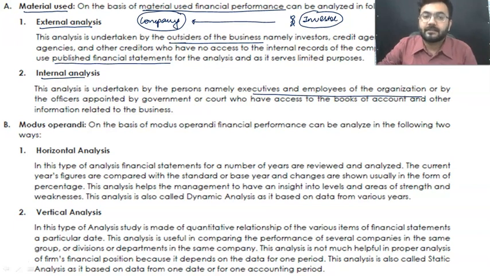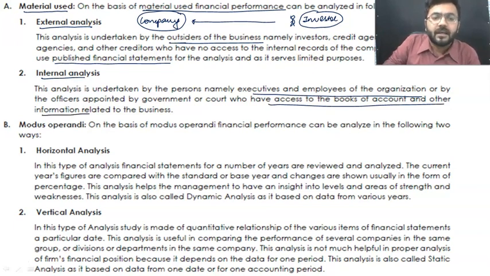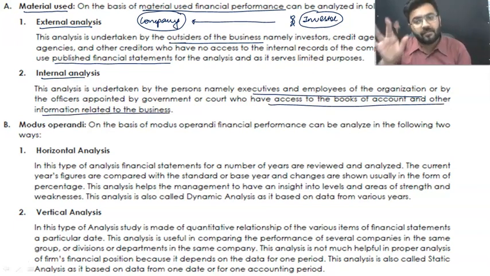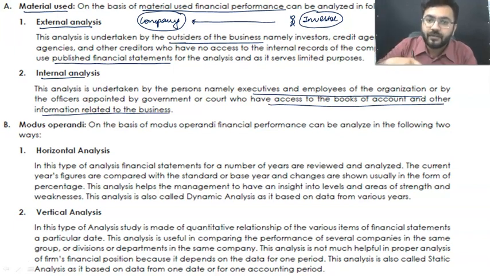They have access to the books of accounts and the other information whatsoever related to the business. They know everything about the business, everything. They know what kind of transactions we are doing. They know what kind of transactions we are going to do in future as well. Because an insider knows everything about the business, right? An insider knows everything about the business.